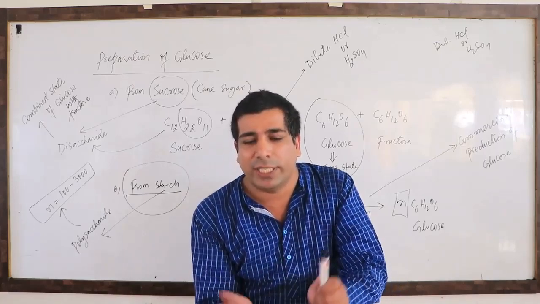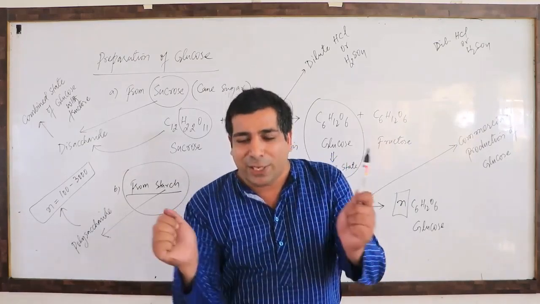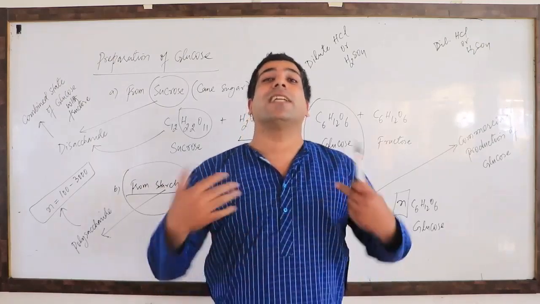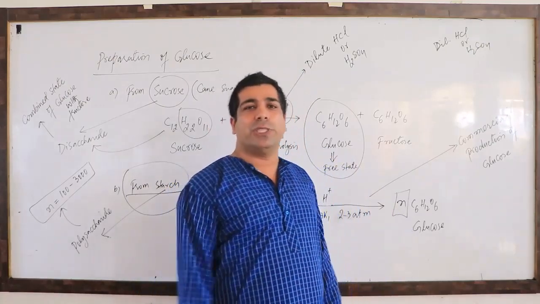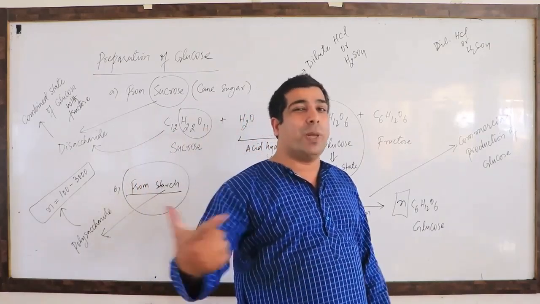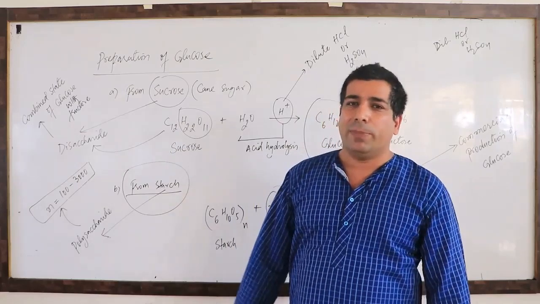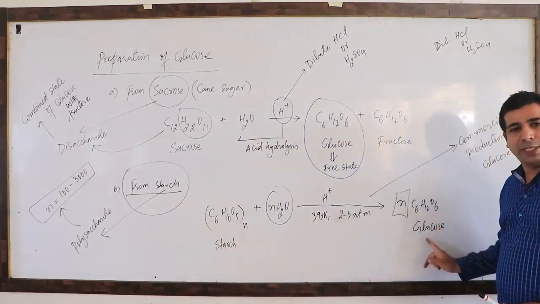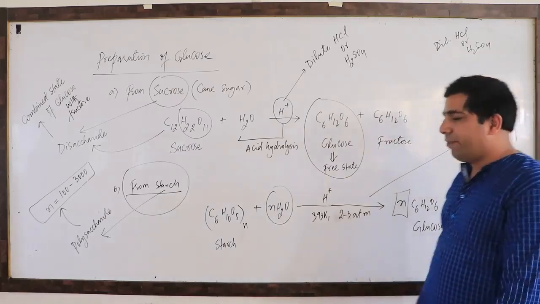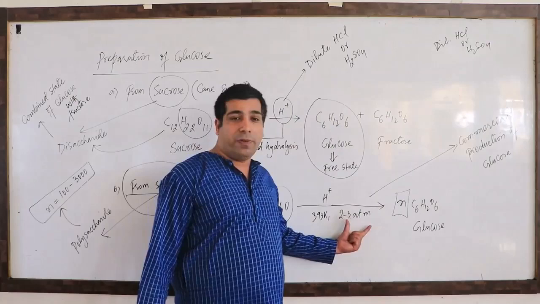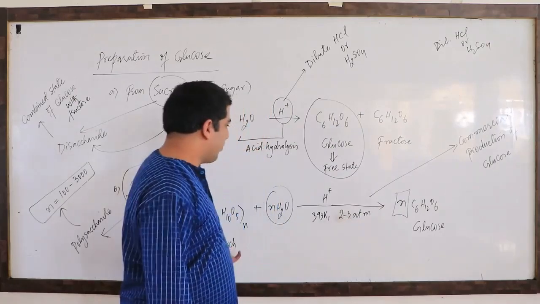When they come closer, they can collide. Once they collide, the chances of effective collision will increase. Once the frequency of effective collisions increases, the reactants can change into product, that is glucose. So my dear friends, I hope you have understood the role of temperature and the role of pressure in this particular reaction.